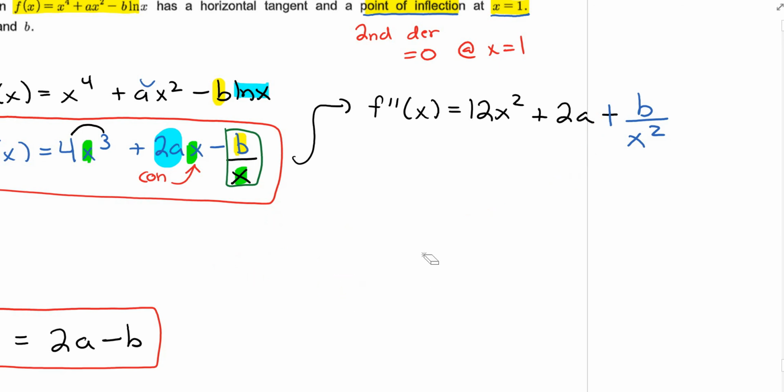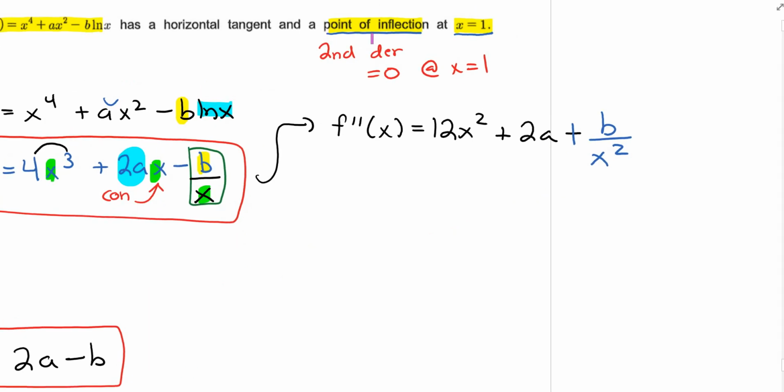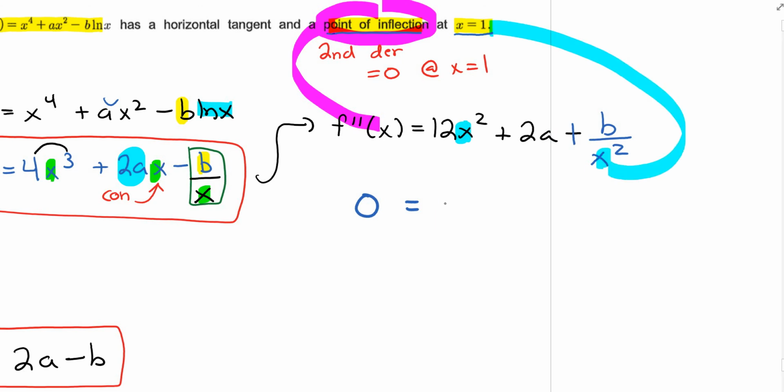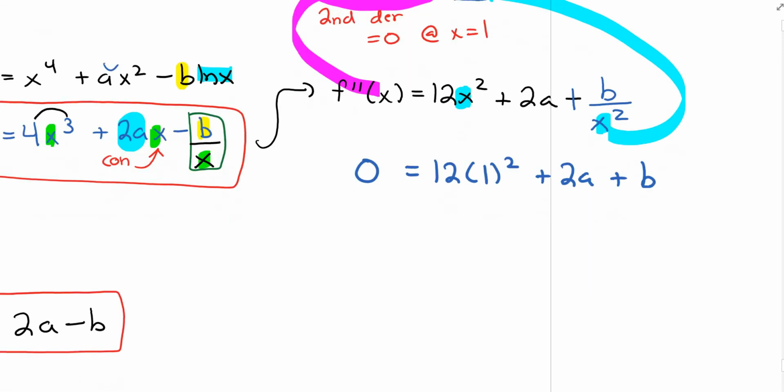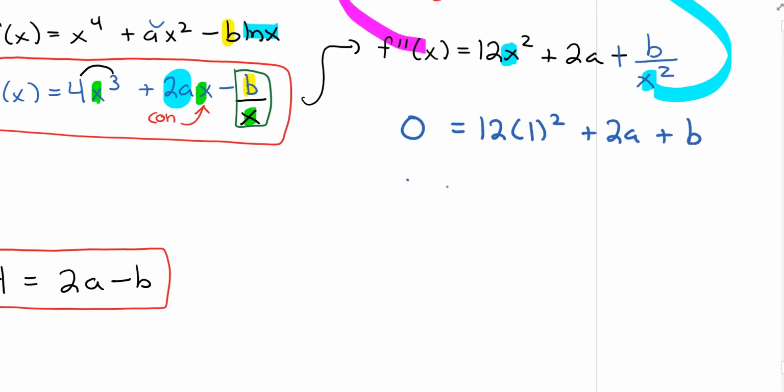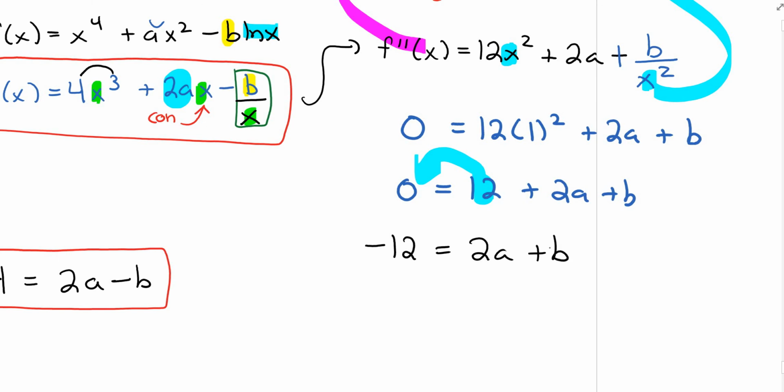Okay, so let me just erase all that. Since we're given a point of inflection, that literally means that the second derivative here is equal to 0, and that happens when the x value is equal to 1. So this would be 12 times 1 squared plus 2a plus b over 1, which is just b. And then we can simplify this. This is 0 equals 12 plus 2a plus b. And then I can take this 12 and move it over to the other side. So 0 minus 12 is going to be negative 12 equals 2a plus b.